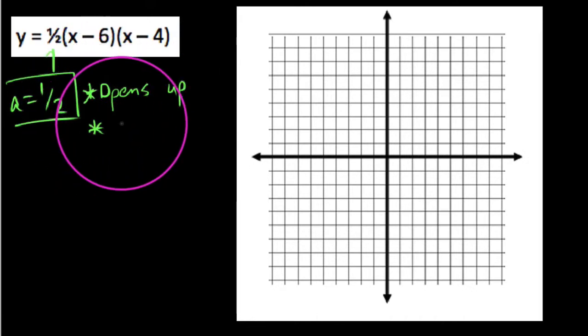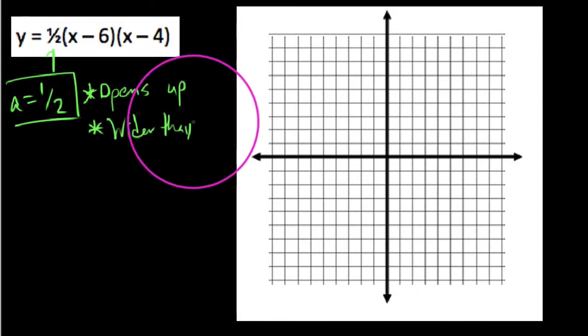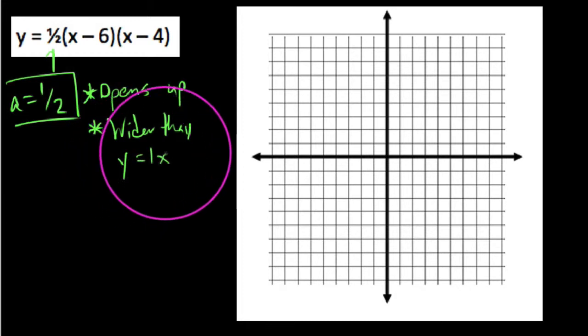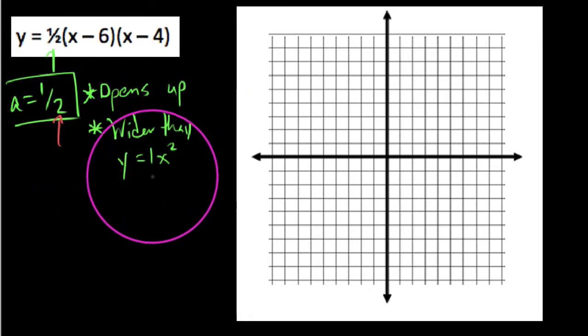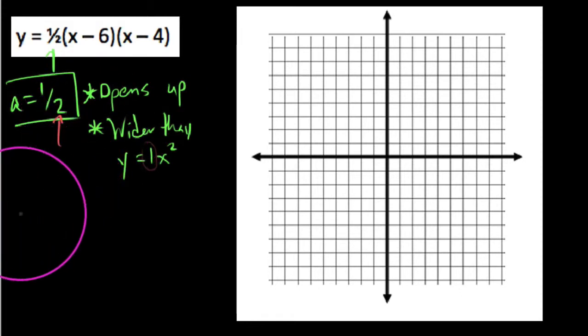Otherwise, it also tells us this: it is wider than y equals 1x squared, because we have a proper fraction here. It is going to cause our parabola to be wider than what you would normally expect if you had just a 1x squared. Okay. Furthermore, we say the x-intercepts.